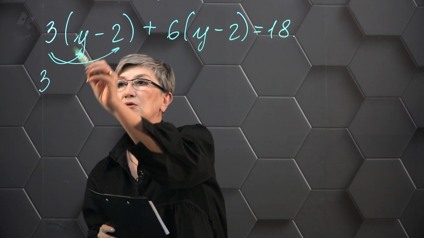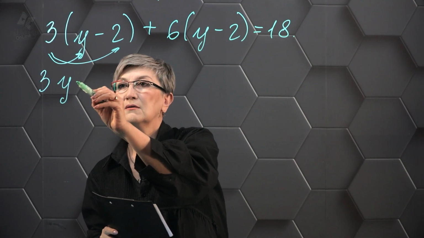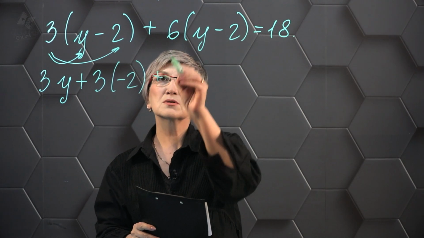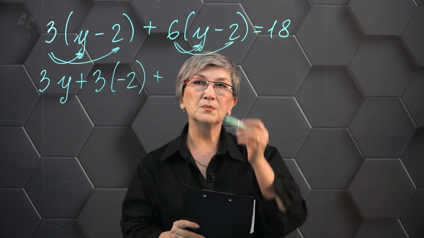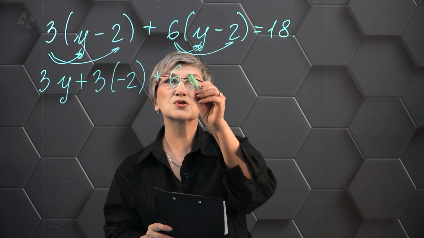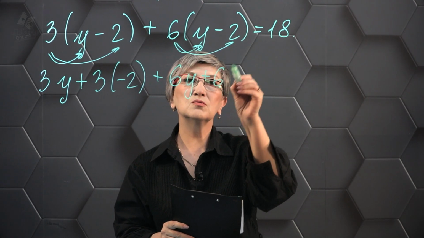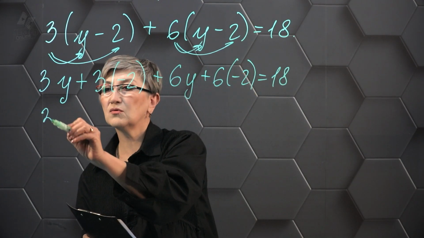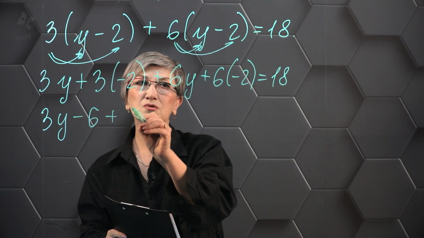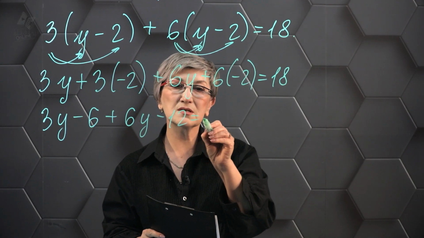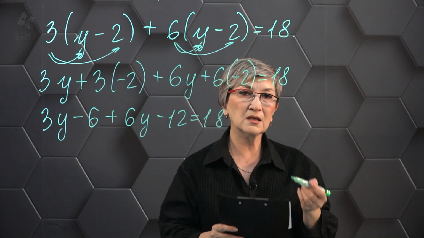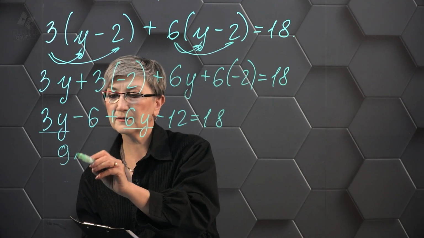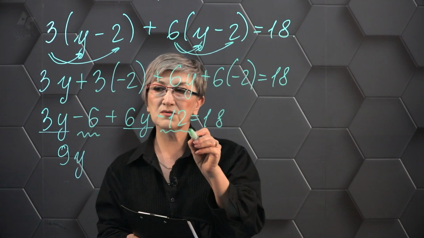The result is 3 times y, that's 3y, plus 3 times minus 2, plus the same method applied to the second summand, 6 times y, that's 6y, plus 6 times minus 2, equals 18. And then we can do the next step and see that 3y minus 6 plus 6y minus 12 equals 18. In this case, we apply the standard solution method. Then 3y plus 6y would be 9y, minus 6 minus 12 would be minus 18.